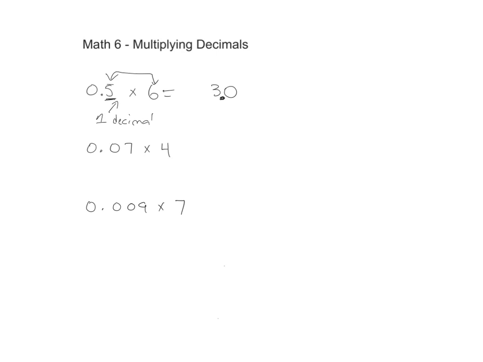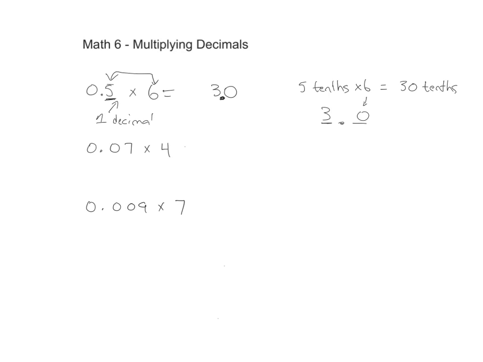Okay. Another way of thinking of this is I have 5 tenths, and we're multiplying it by 6. So therefore, I've got 30 tenths. The tenths decimal place, if you remember, is the first one after the decimal point. So the 0 of the 30 will go in there, and the 3 will go in front of it. So I've got 30 tenths, 3.0.